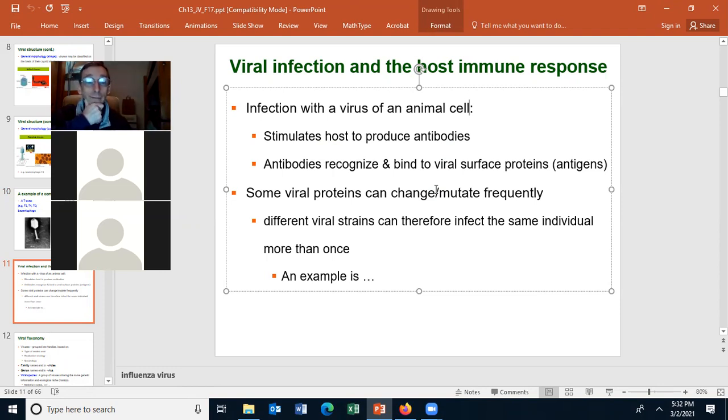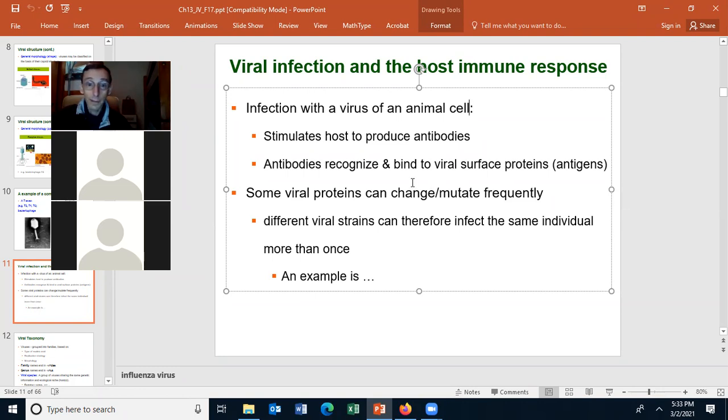Anyways, when a virus infects an animal, it will stimulate the host to produce antibodies. And then the antibodies recognize and bind to the viral surface proteins of the virus. And these viral surface proteins that the antibodies bind to, we call those antigens. Any question about any of that?